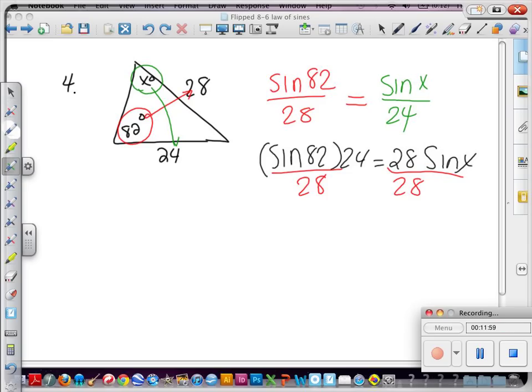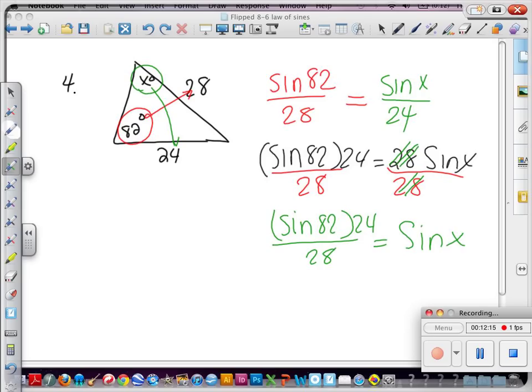Your new equation, writing all this stuff down, people, in your homework. You need to have every step, all the algebra down. Sine of 82 times 24 all over 28. These are canceling on the right-hand side, so you get sine x. Okay, now at this point you need to get rid of the trig function sine here. So you've got to multiply by the inverse function, and we've been doing this with our right triangle trigonometry. On this whole side, people, that whole side needs sine inverse in front of it.